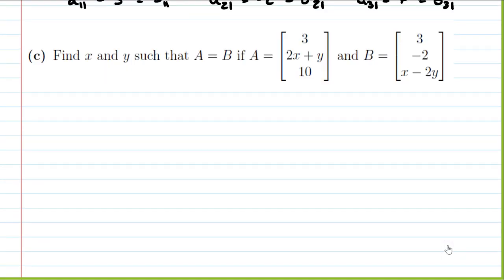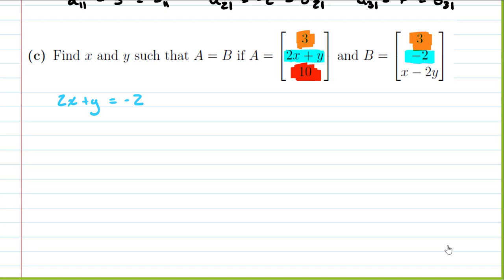So our next example says find x and y such that matrix A is equal to matrix B if A equals 3, 2x plus y, and 10, and B equals 3, negative 2, and x minus 2y. So we want to find x and y so that matrix A does equal matrix B. If we look in row 1, column 1, both matrices have a 3. In row 2, column 1, matrix A has 2x plus y. In matrix B, row 2, column 1 is negative 2. So for these two matrices to be equal, 2x plus y has to equal negative 2.